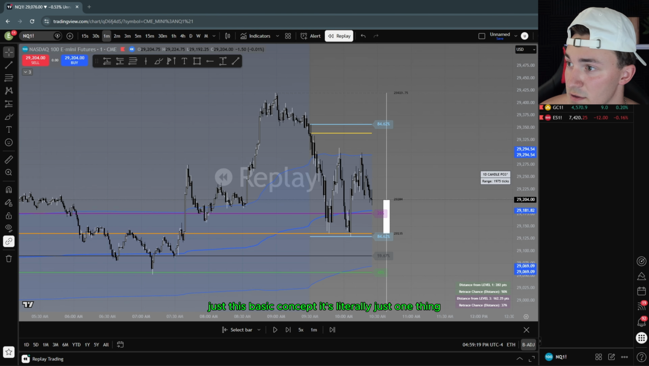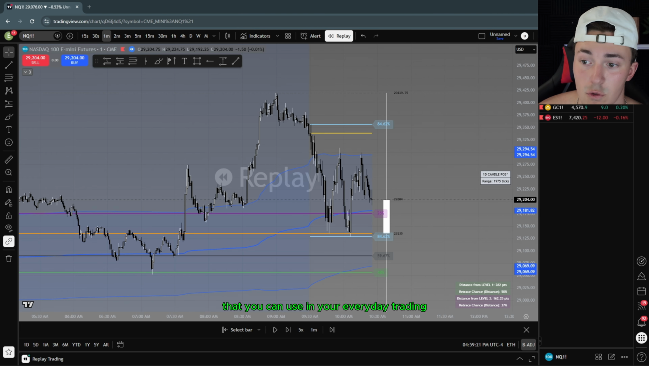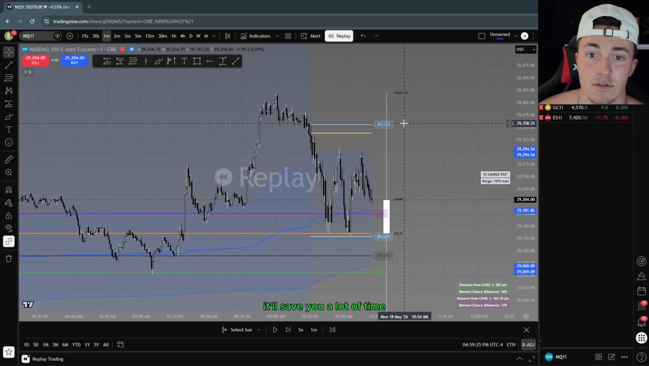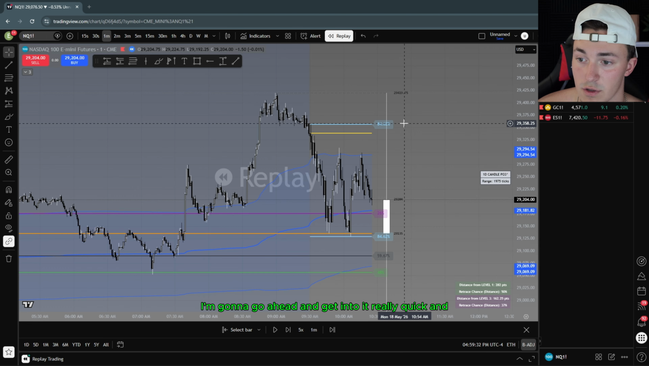Just this basic concept. It's literally just one thing that you can use in your everyday trading, and it will save you a lot of stress. It'll save you a lot of time. It'll save you a lot of losses. I'm gonna go ahead and get into it really quick, and just show you guys exactly what it is, how to use it, and stuff like that.